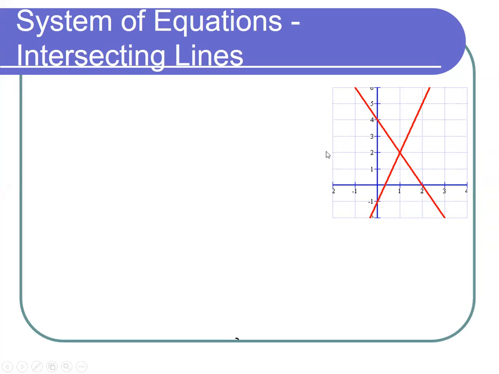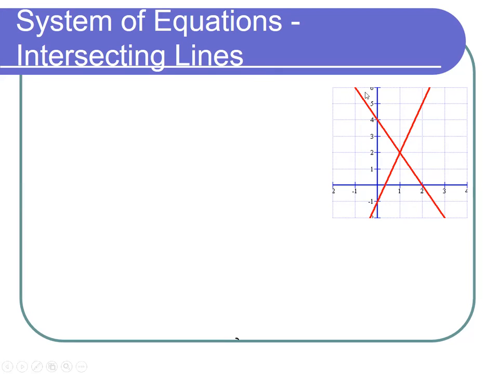Hi everyone, today we are going to discuss systems of equations. Systems of equations involves more than one line. Before, we had discussed properties of a single line. Today we are discussing two lines that work together on the same graph. The first property we're going to discuss is intersecting lines.